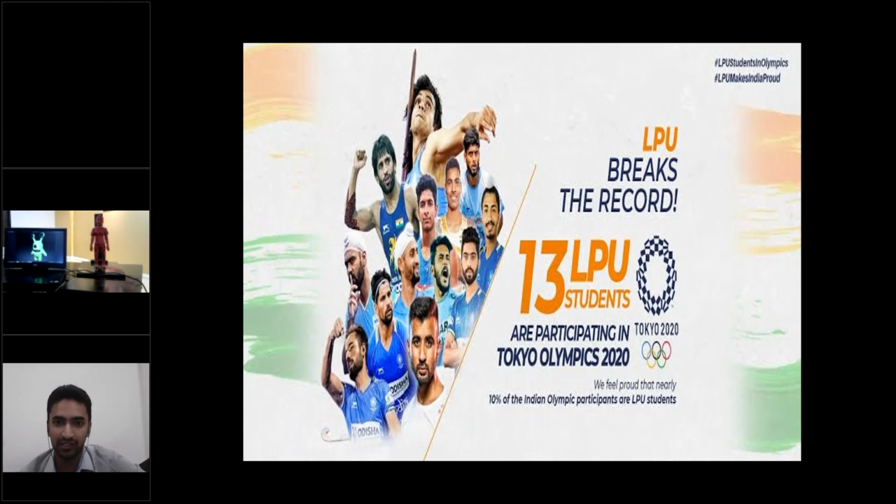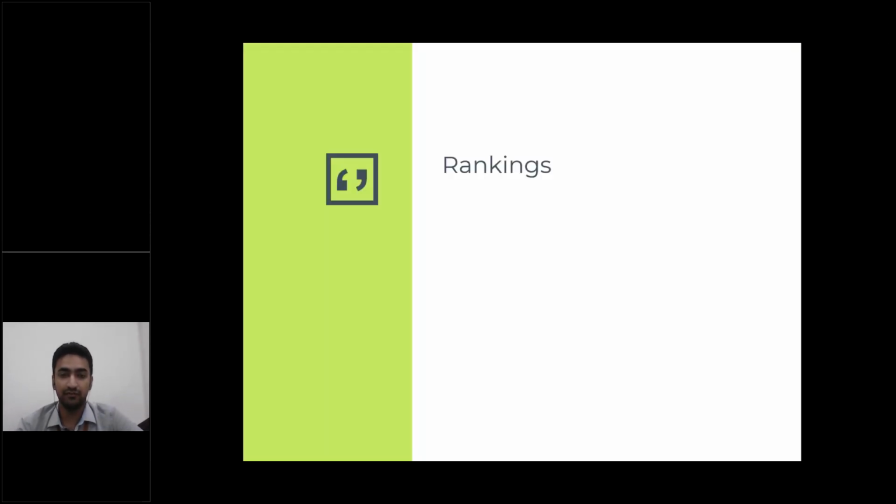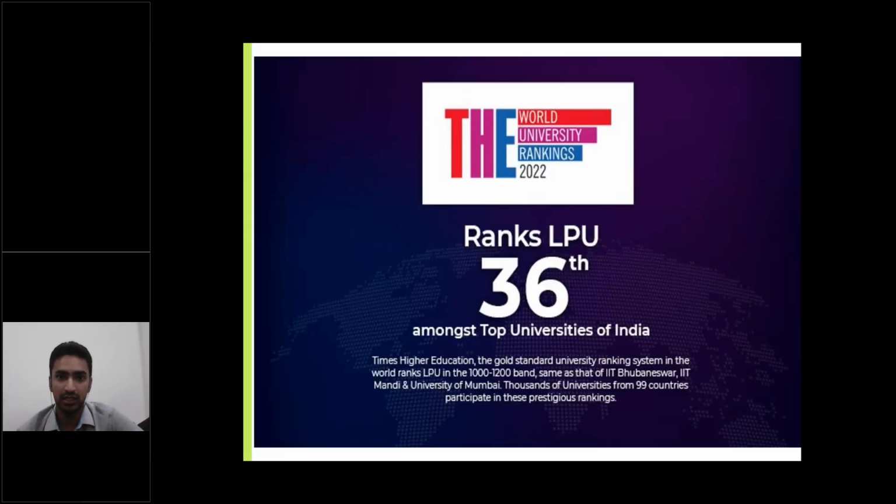We start with important information regarding Lovely Professional University. 13 LPU students participated in the Tokyo Olympics 2020, out of which some won gold medals as well as bronze medals. We have achieved a good number. As per the world university rankings, the university has been ranked among the top 36 universities of India.